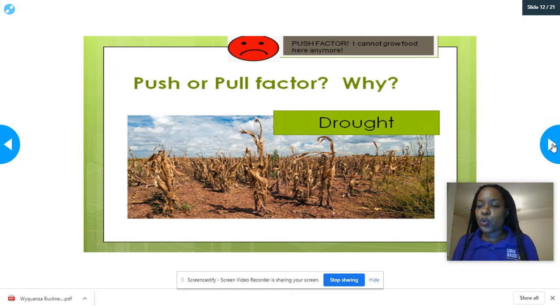A drought is when they have no more water in the area. So the water, no rain has come. The water has scorched up the ground. And these look like they were corn. And so if the corn can't grow, you don't have any products so that you can sell to the grocery stores and stuff like that. You have to go because you don't have any food. So you can't grow food anymore. So that's a push factor.